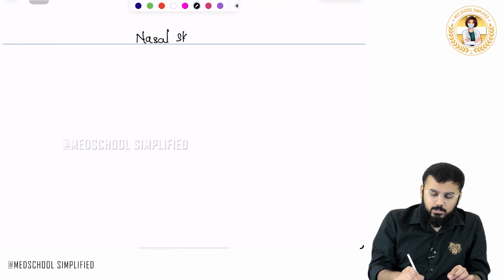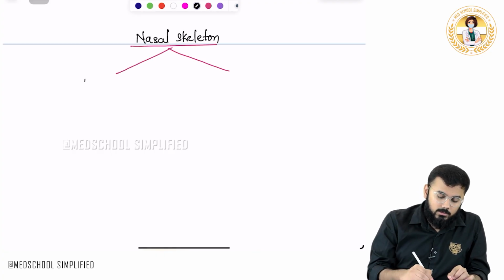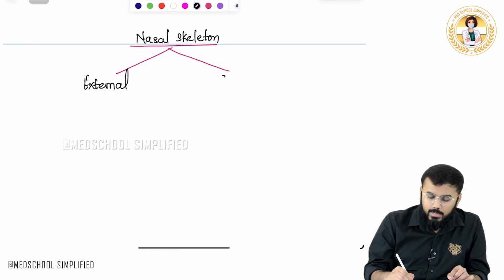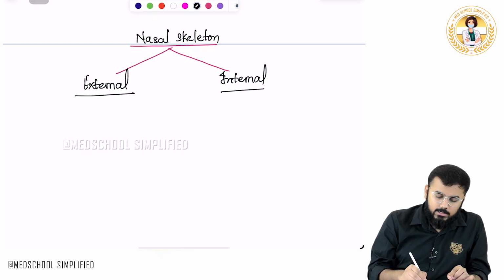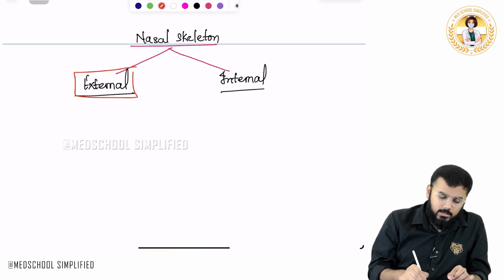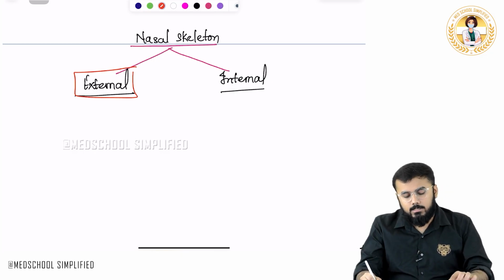So our topic of discussion is the nasal skeleton. There are two different types of nasal skeleton, as I told you. One is called the external nasal skeleton, another one is called the internal nasal skeleton. First let us discuss the external nasal skeleton, and then let us go back to the internal nasal skeleton.